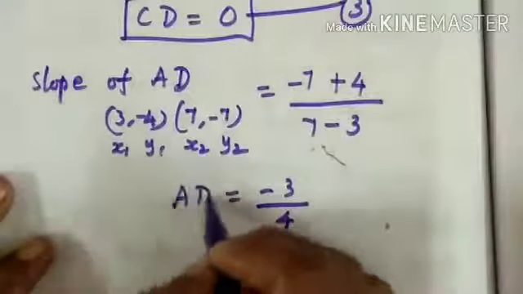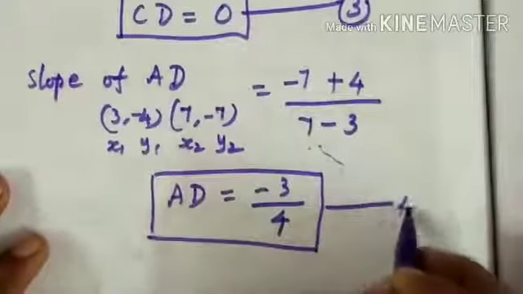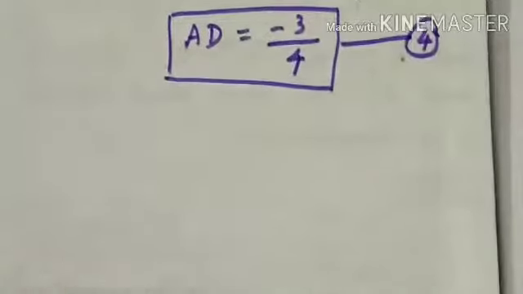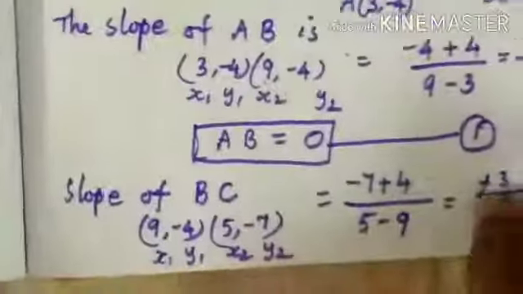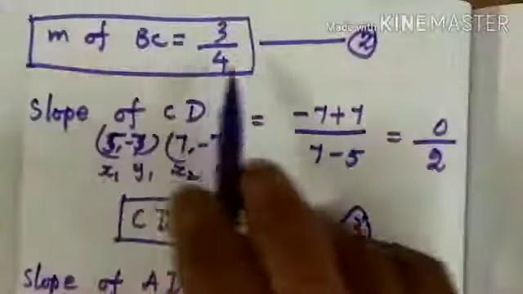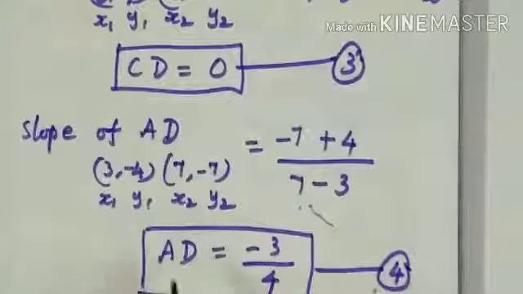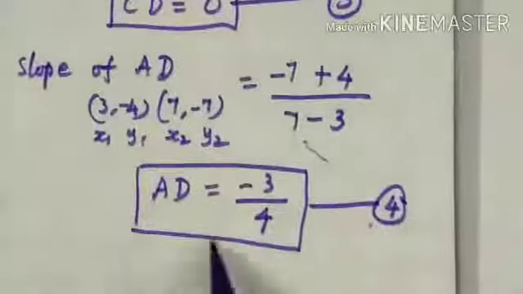Slope of AD is minus 3 by 4. Take this as number 4. From this, we get slope of AB is equal to 0. Then slope of BC is equal to 3 by 4. Then next slope of CD is equal to 0 and slope of AD is equal to minus 3 by 4.